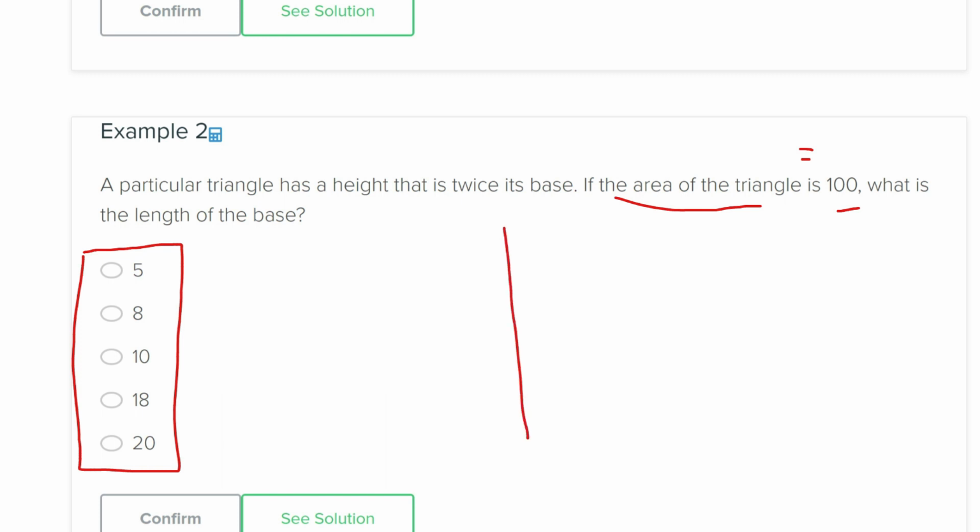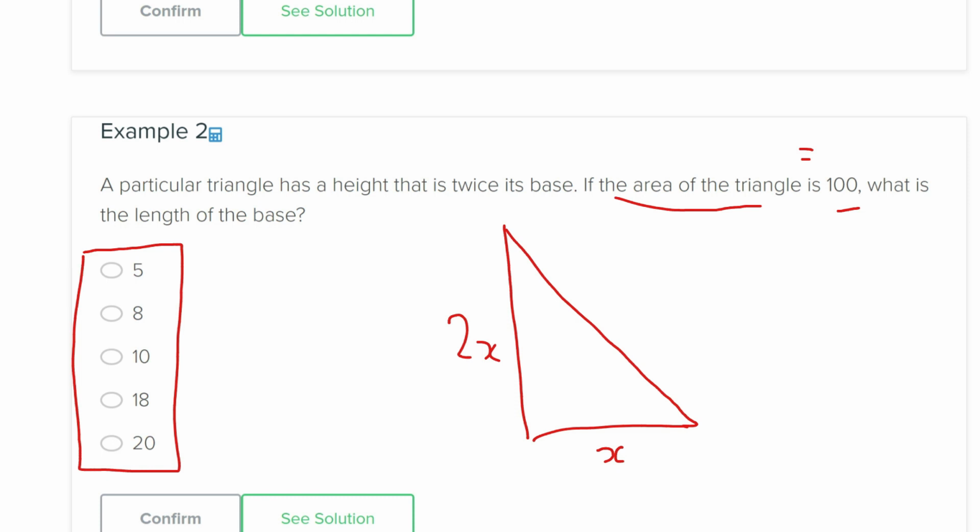Let's draw this triangle. The height is twice its base. If we're going to do these things properly, we're going to use x. So x would be the base, 2x would be the height, because the height is twice the base. Don't bother with two different letters like h and b or something. Just use x and 2x.